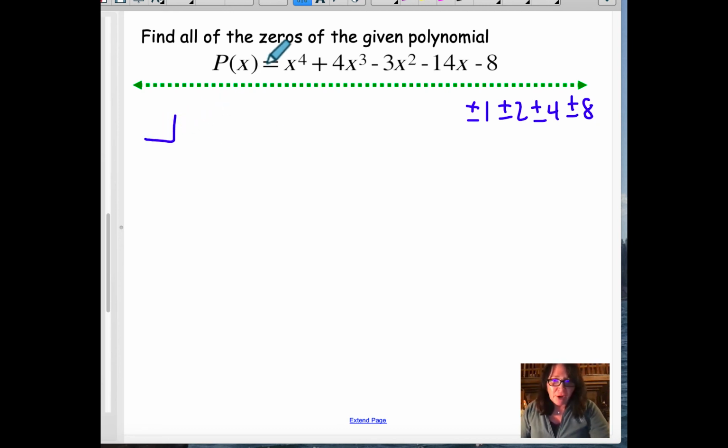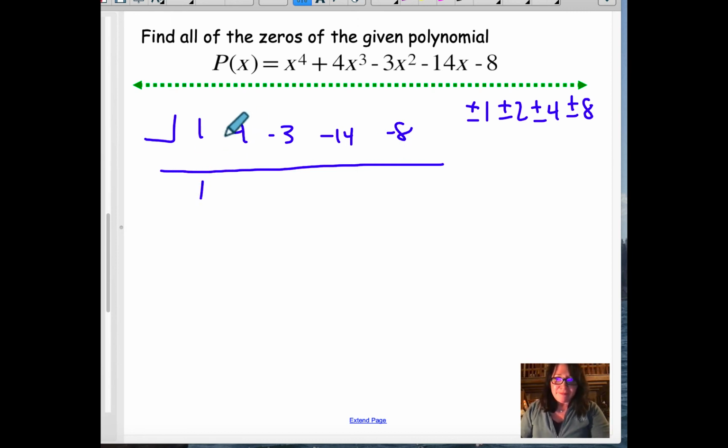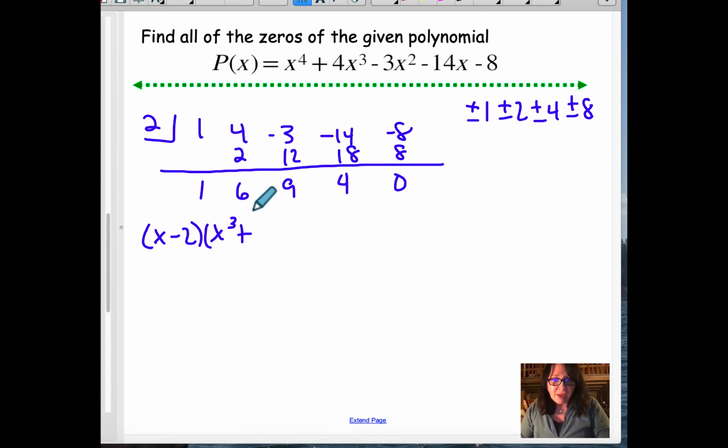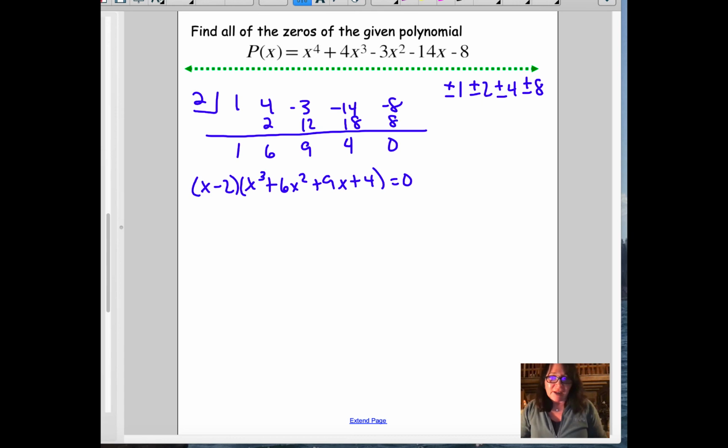So in doing this right here, we have a 1, 4, 3, negative 3, negative 14, and then negative 8. So the values that we're going to try start with 2. I get 2, add 4 plus 2 is 6, 6 times 2 is 12, 12 minus 3, 9, 9 times 2 is 18, 18 minus 14 is 4, 4 times 2 is 8, oh, yes. Okay, so that means that we have x minus 2 times this, which is going to be x to the third plus 6x squared plus 9x, and then add 4.